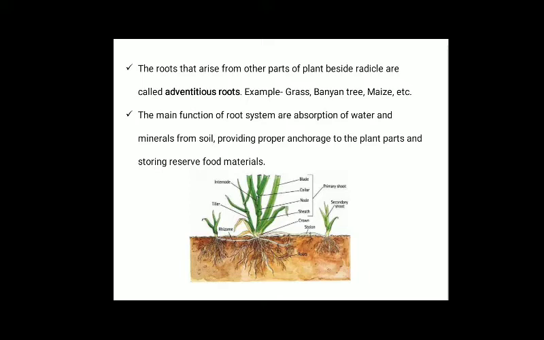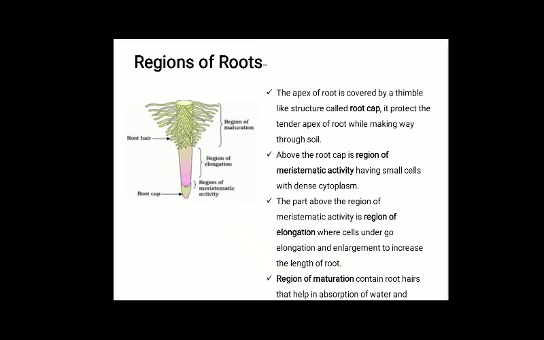The main functions of the root system are absorption of water and minerals from soil, providing proper anchorage to the plant parts and storing reserve food materials. Regions of root. If you see the root, the root region consists of root cap. Above this, we have the region of meristematic activity, then the region of elongation, and the region of maturation. In the maturation region, we have root hairs.